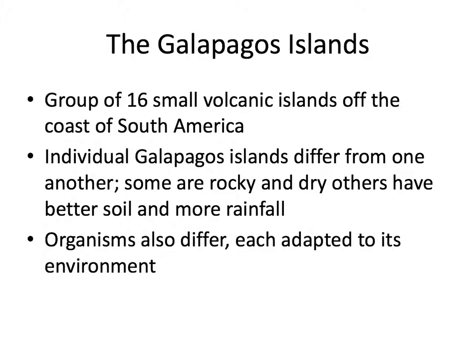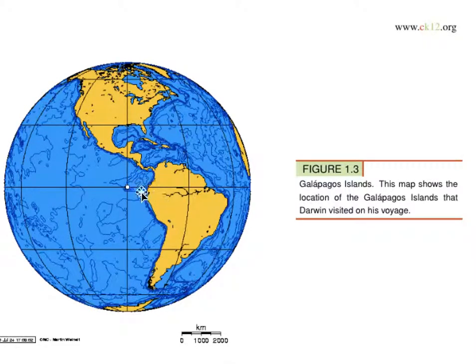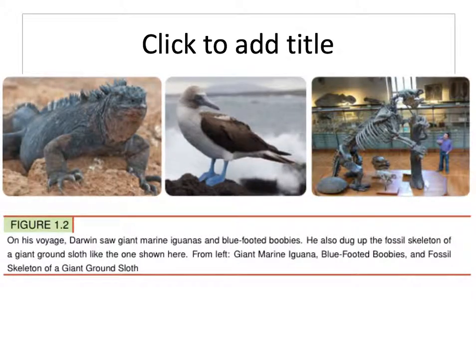So if you jump from one island to the next, you're going to find very different plants and animal species than you do in the next island over. And Charles Darwin noticed that on each island, the animals were uniquely adapted to the environment in which they lived. Here is the Galapagos Islands, another map. And here are some of Charles Darwin's observations.